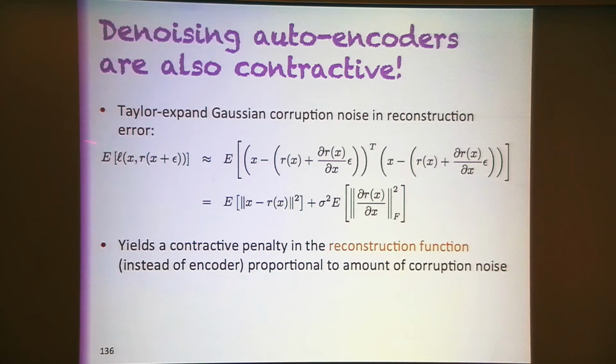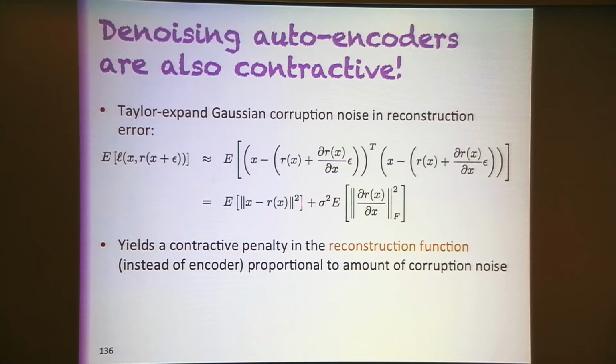Now, there is a nice connection between the contractive autoencoder and the denoising autoencoder. And here's the gist of it. Consider a denoising autoencoder where I'm just going to use a little Gaussian noise as the corruption. I take my input, x, add a little bit of Gaussian noise, reconstruct, compare with my original x, and measure the loss, taking the expectation over epsilon. Then I do a Taylor expansion of this: I replace r of x plus epsilon by r of x plus dr/dx times epsilon, and I expand the square. Then I throw out the high order terms whose expected value is small compared to epsilon.